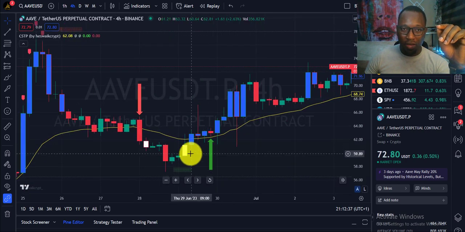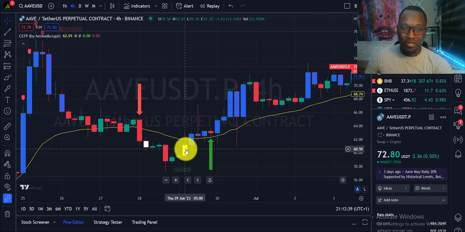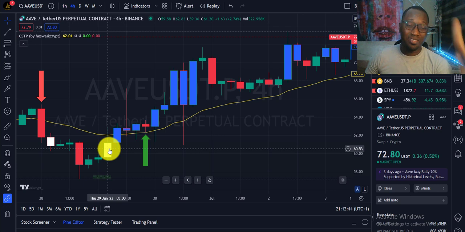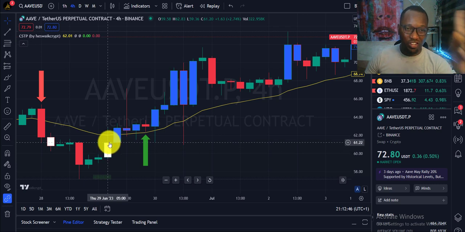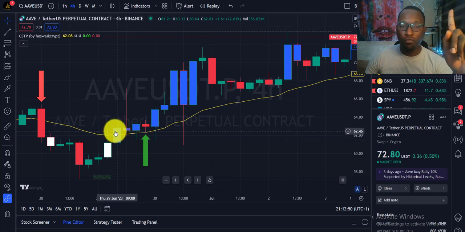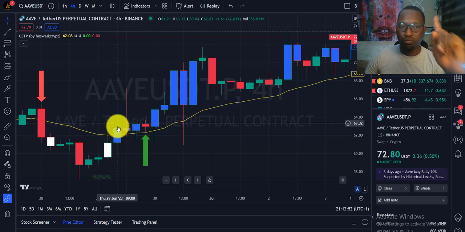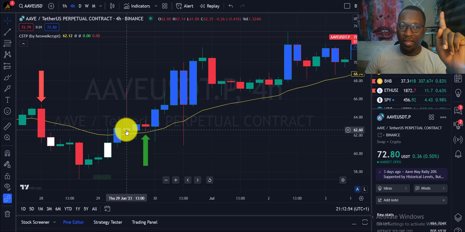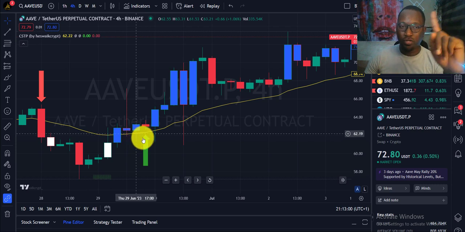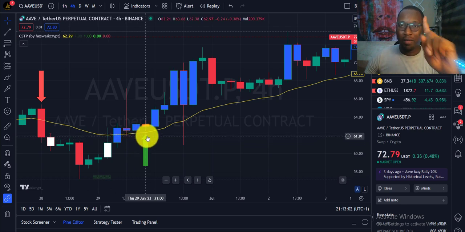Look at what happened here. This was white with a green wick, indicating that it's a fake pump. But like I said, you need to wait for the next candle to close, which is this one. The next candle closed above the yellow line, indicating bullish movement. Even though we had a reversal doji right now, the next candle after the doji did not close below this line, indicating a bull trend. And if you look at the arrow, it indicates the market is uptrend. So that is it about candle color.